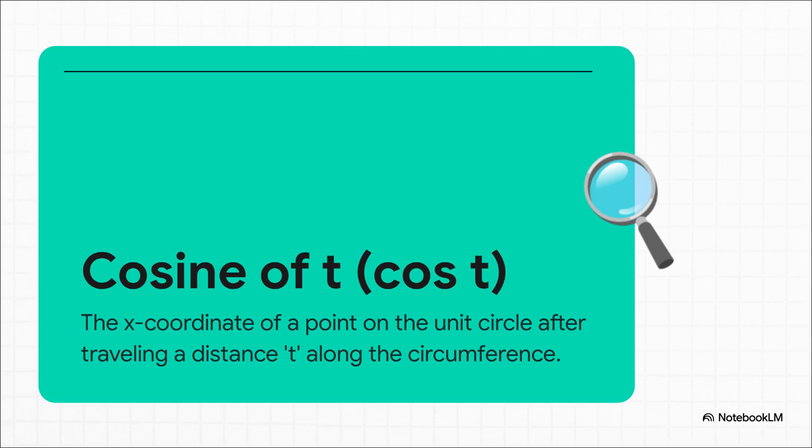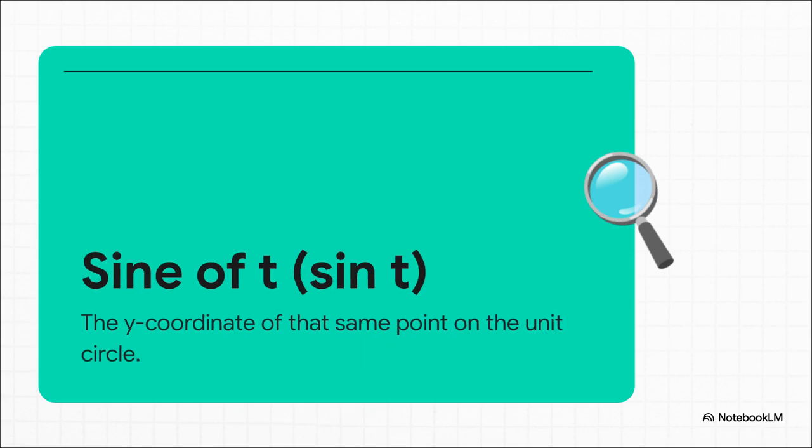Cosine is x. And you guessed it, our second rule is sine. It's the vertical position of that exact same point. It's y-coordinate. So from now on, you can think of any point on this unit circle as just being cos t, sine t. These two little rules are the entire foundation for everything that's coming.